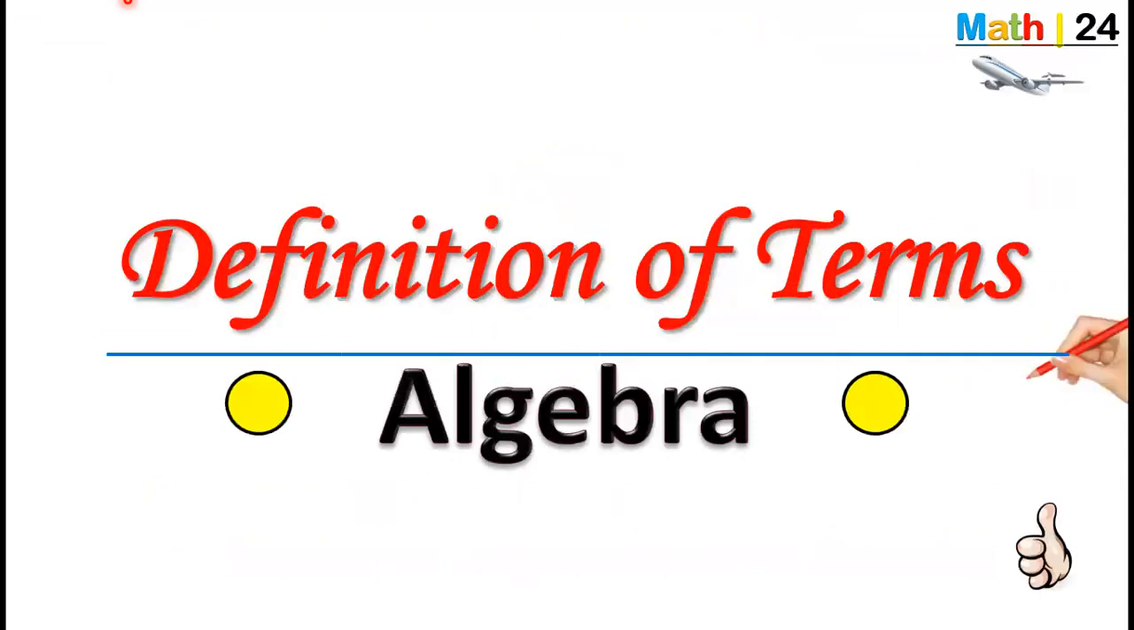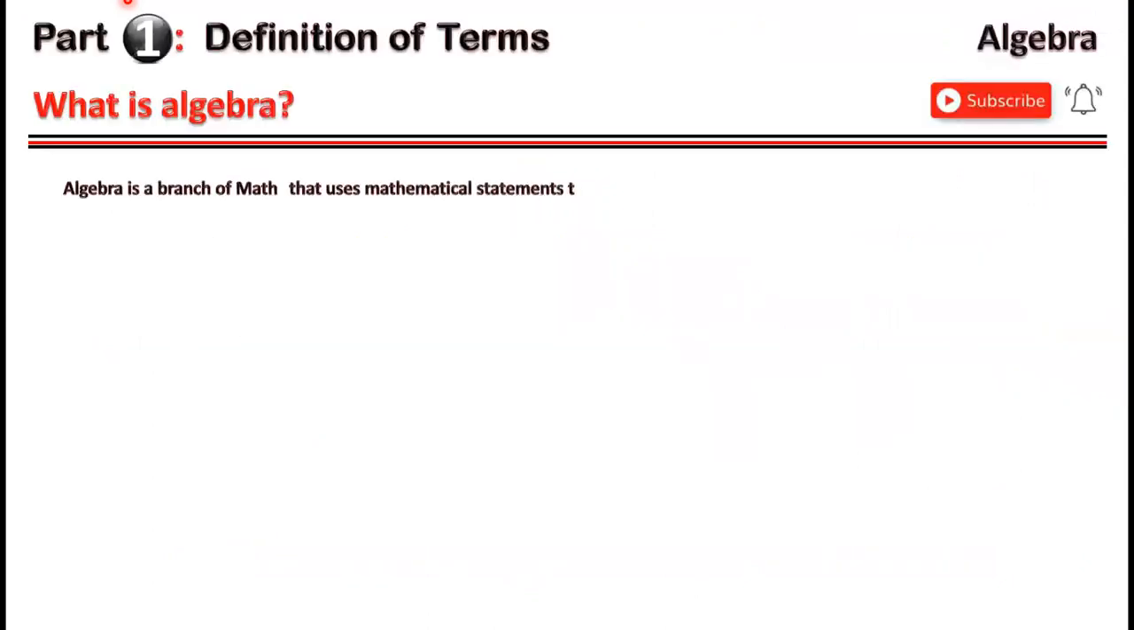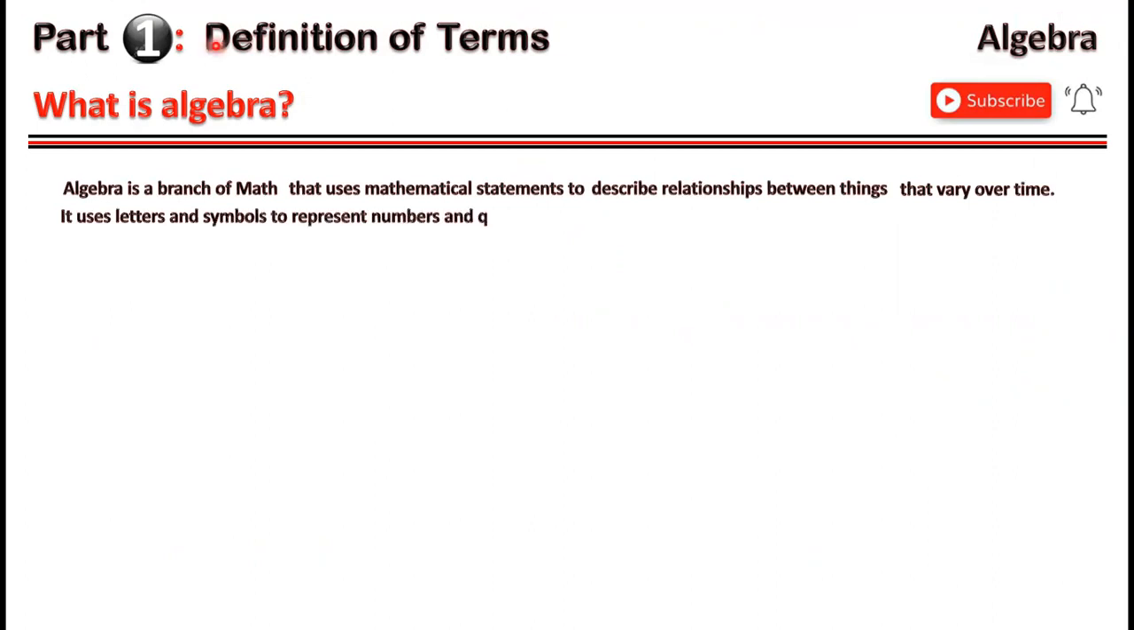So we start by looking at the basic definitions of terms in algebra, which we encounter. Algebra is a branch of math that uses mathematical statements to describe the relationships between things that vary over time. It uses letters and symbols to represent quantities, and in the formulas and equations. Let us look at some terms in algebra.